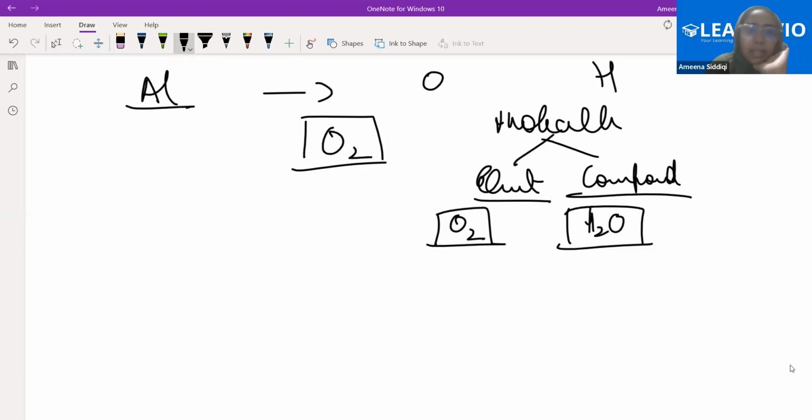But now you tell me, if we have two atoms here, it's a molecule. My question is how many molecules of oxygen are here? Two. And how many atoms are here?